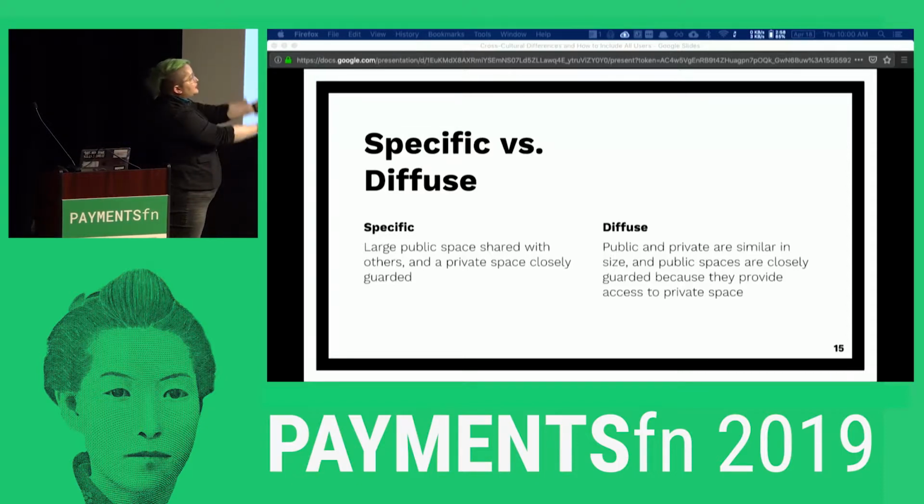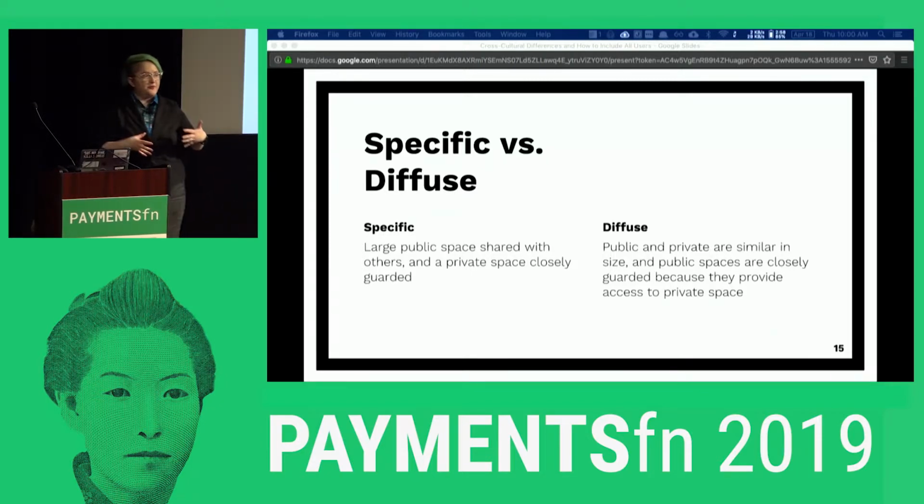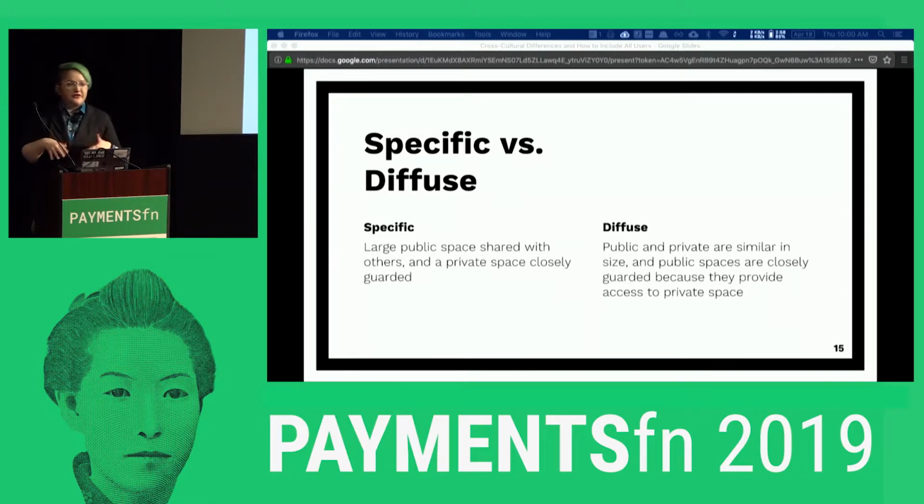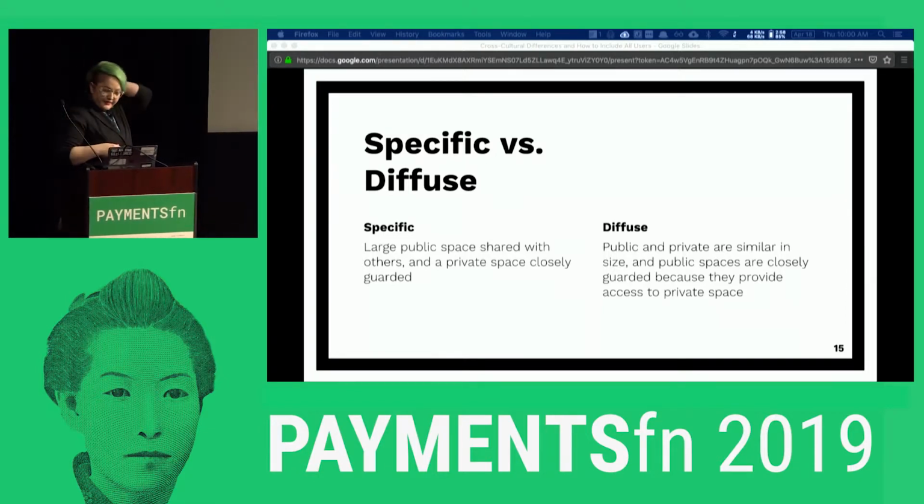As opposed to a diffuse culture, where public and private sections of someone's life are similar in size. But public spaces are honestly more closely guarded because they provide access to the private space, because they're diffuse. Movement between them is easier. So how does this impact what we do in a digital space?